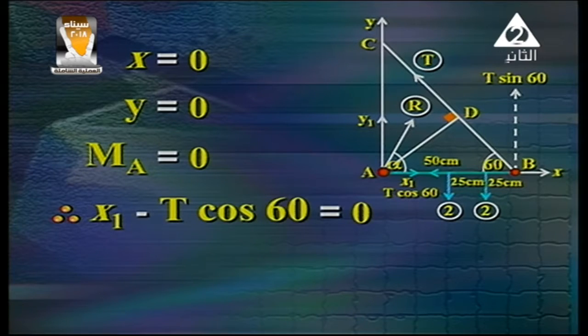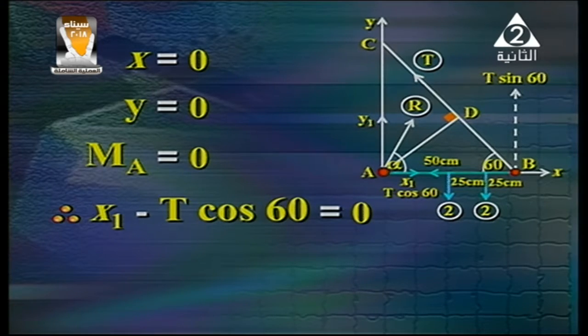Number 1, we have x1 minus T cosine 60 equals 0. Why? Because, look at BC. BC has tension T, inclined to the horizontal with angle 60 degrees. Then in the horizontal, T cosine 60 degrees, and in the vertical, T sine 60 degrees.